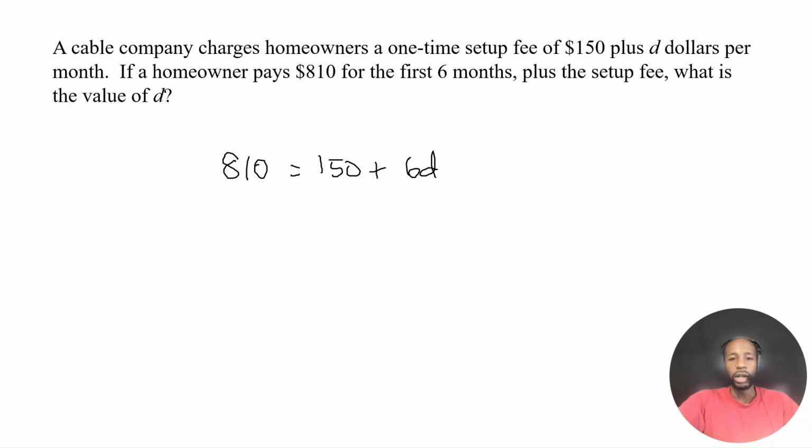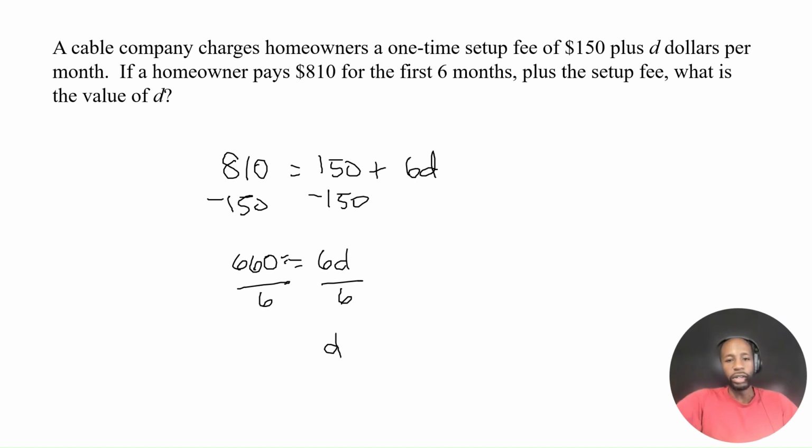And so then we want to solve for D. Pretty straightforward. Subtract 150. And so then 810 minus 150, I'm not going to use a calculator, so it's going to be 660 equals 6D. Divide both sides by 6. And so then D is equal to 110.